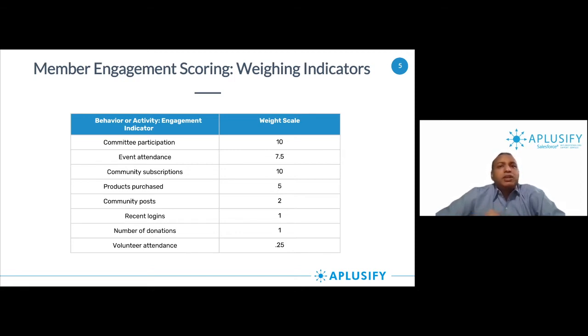Every product purchased, you give him a score of 5. Community post, you give him a 0.2. Recent logins, 1. Number of donations, 1. And similarly, for every time he's attending and volunteering for any event, you can give him a score of 0.25. Now, these weightages can depend upon you, right? This is just an example of what weightages you can give, and it actually depends on your engagement indicators.